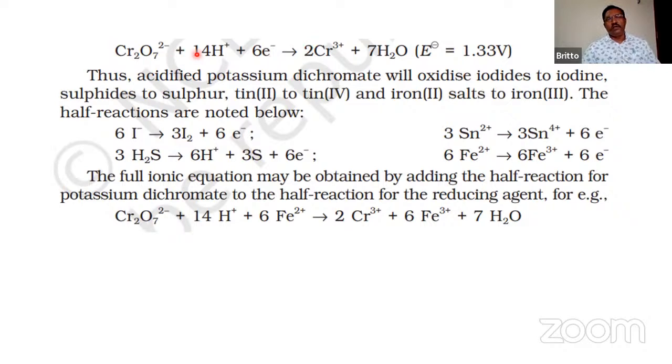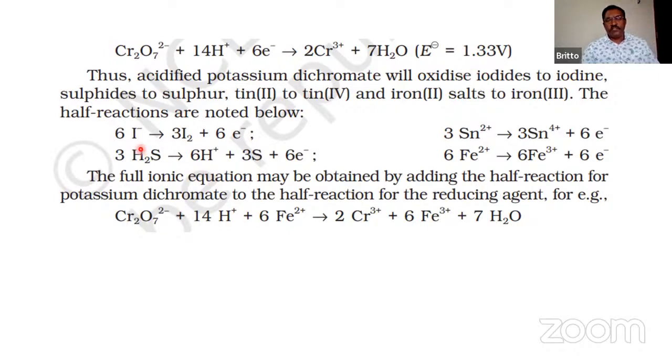Another shortcut to remember: for Cr2O7, write these 2 7s are 14. Cr2O7 2 minus, H plus how many do we need? 14, H plus, 2 7s are 14, 6 electrons, and then 2Cr3 plus, 7H2O. There are 7 O, so put 7H2O. That is the balanced equation. Once that is balanced, we can balance the other oxidation reaction. 6 electrons are needed.